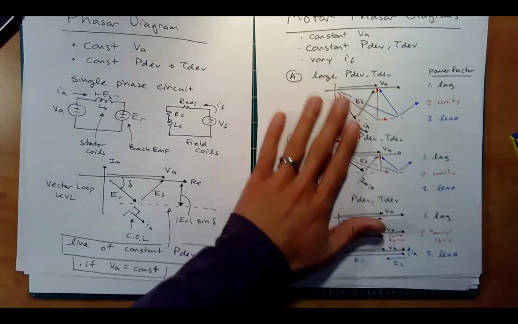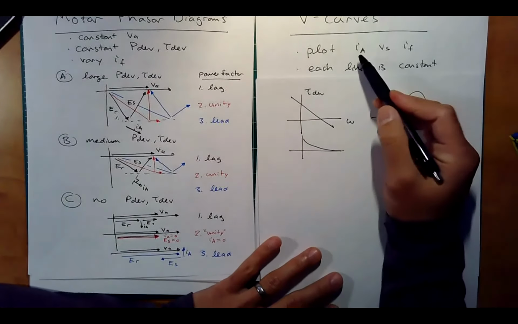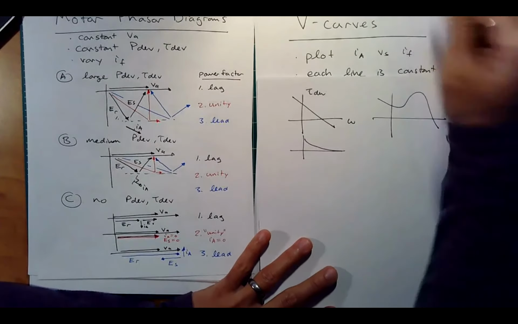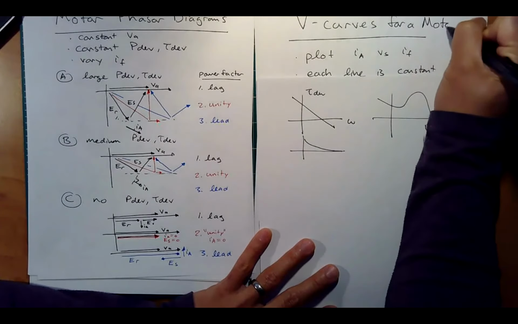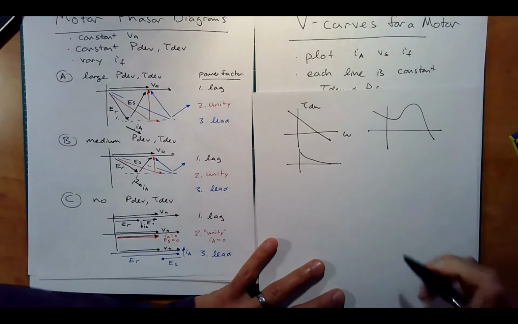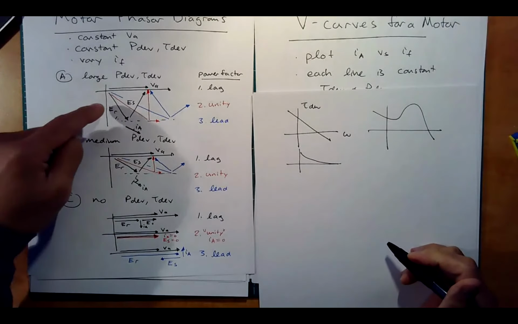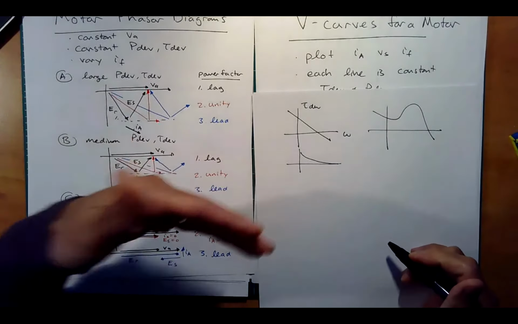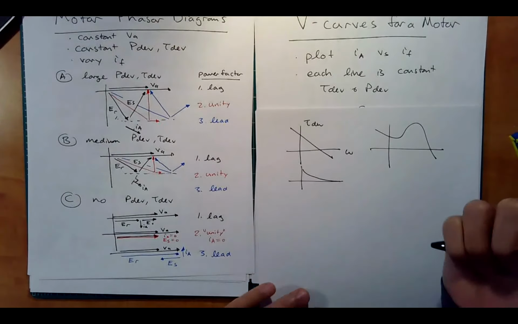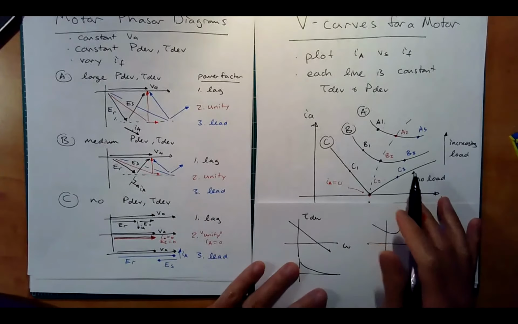So let's take these 3 plots and put them on what we call a V curve for a synchronous motor, all right? So we're going to plot IA versus IF. And this is, like I said, for a motor situation, all right? And why is it motor? Because in all these cases, ER is lagging VA, which means BR lags BT, right? So each line is a constant torque developed and power developed line.